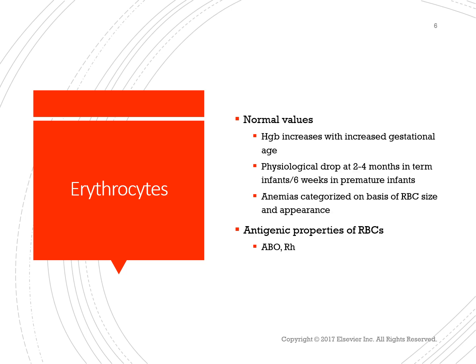Normal values: hemoglobin increases with increased gestational age. We would see a physiological drop when a baby is about 2 to 4 months old if they were term. If they were premature, then we see it at around 6 weeks. And the reason we see that is, as it says above, that hemoglobin increases the longer that baby gestates.